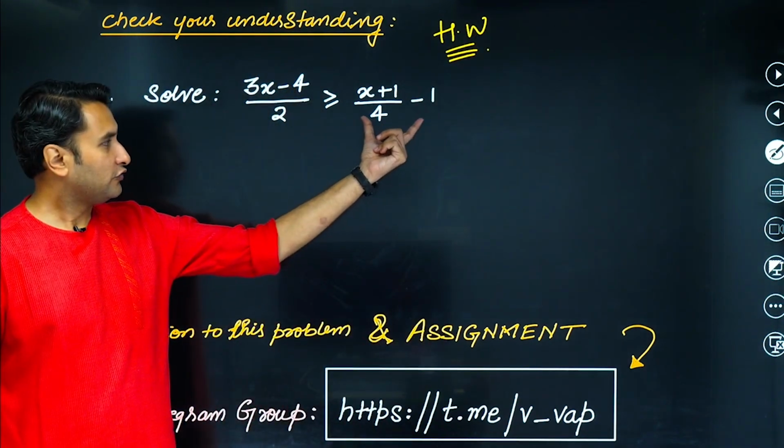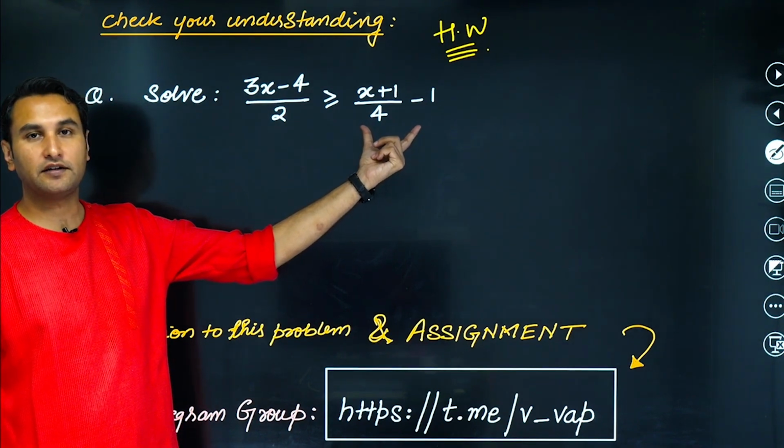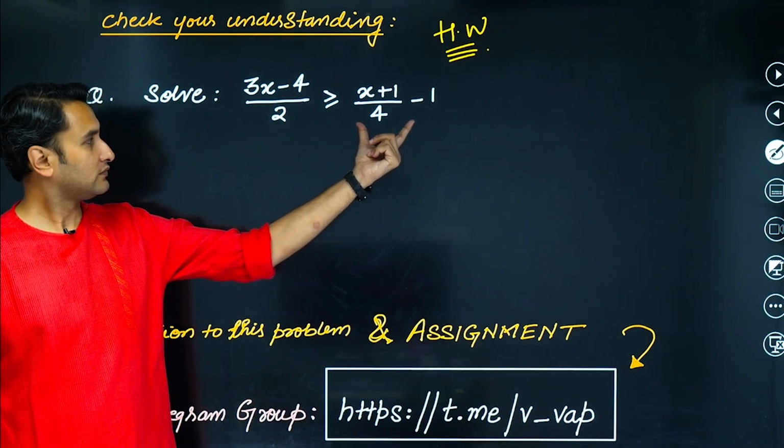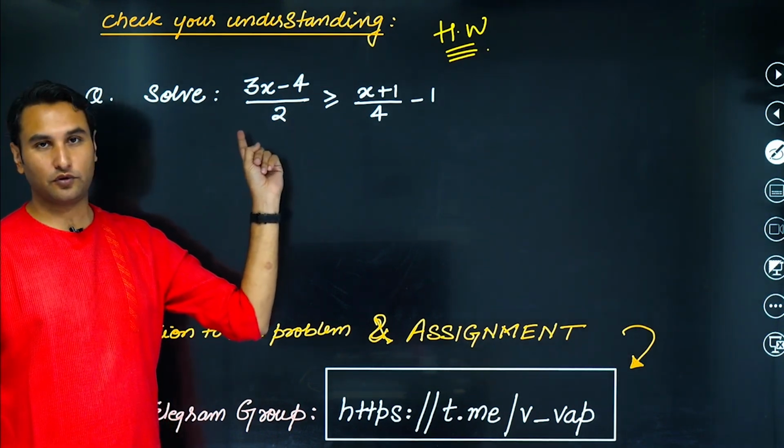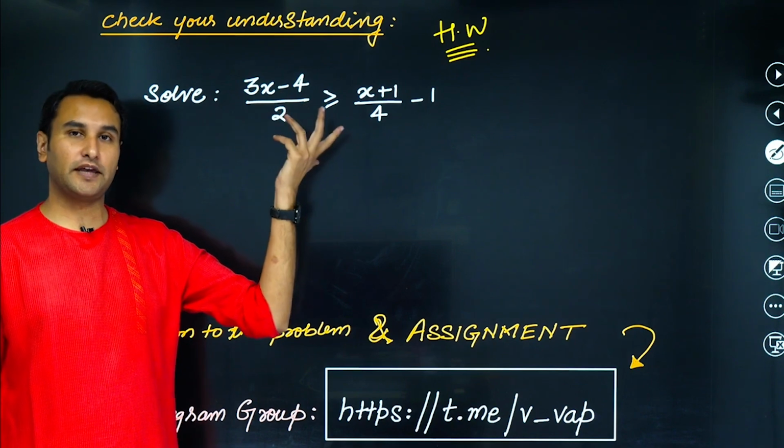Alright, again, first simplify this by taking LCM. Then you deal with 2 and 4 by multiplying with something.